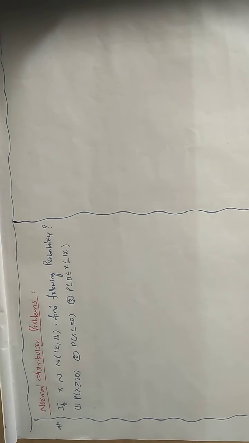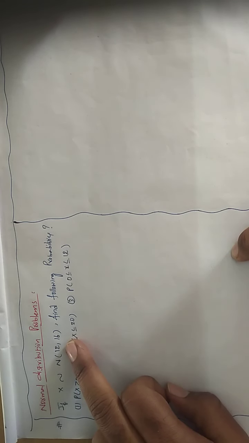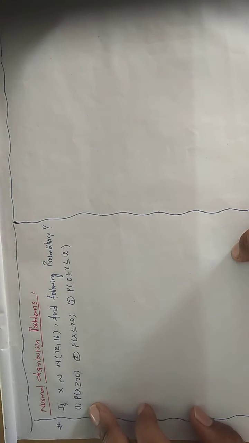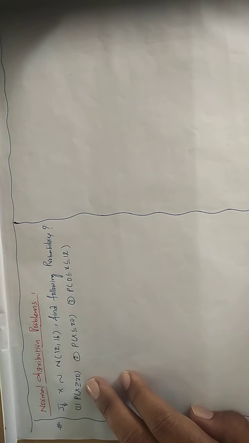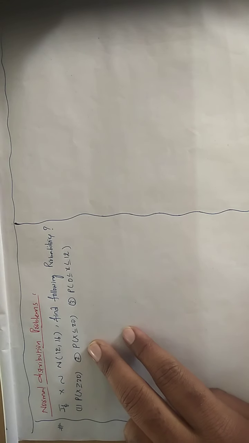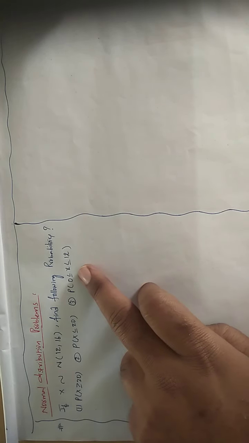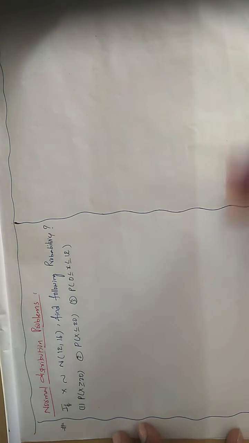What is the question? If x follows normal 12 comma 16, find the following probabilities. Number 1, probability of x taking all the values which are greater than or equal to 20. Probability of x taking all the values which are less than or equal to 20. Probability of x lying between 0 to 12. Okay. Now let us go for solving these problems.